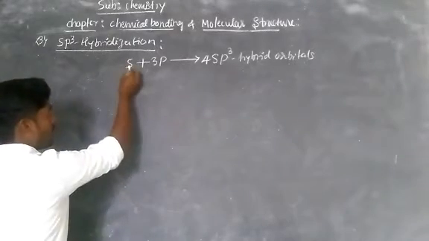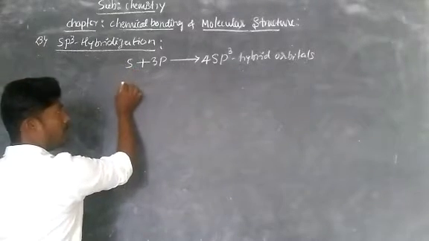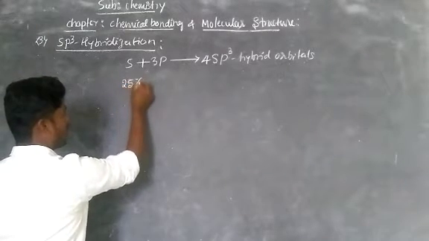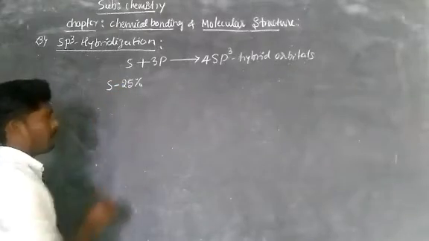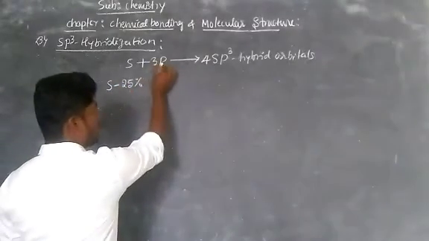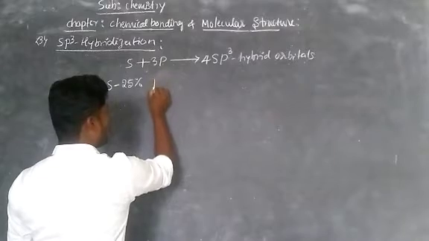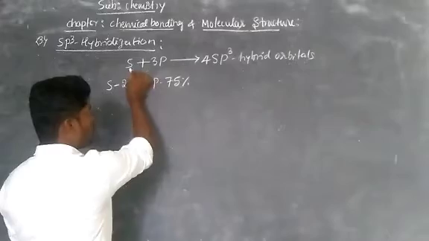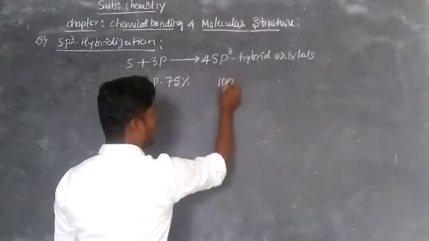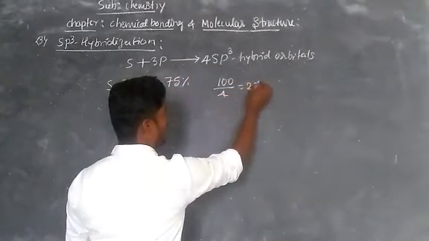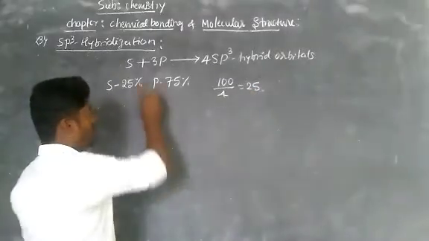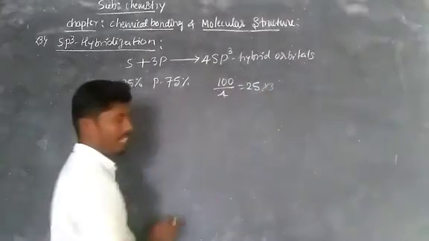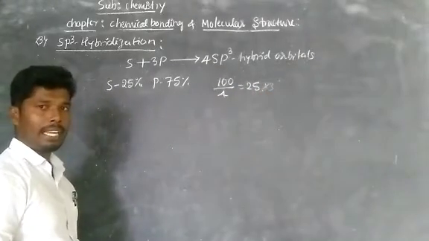Now here the s is one orbital, so its percentage of character is 25. That is, s character is 25%, and there are 3 p orbitals, so the p character is 75%. Why is it 75? Because totally there are 4 orbitals, so 100 divided by 4 you get 25. Okay, so 1 s you get 25. 3 p's, so multiply by 3 you get 75. This is the s character and p character.